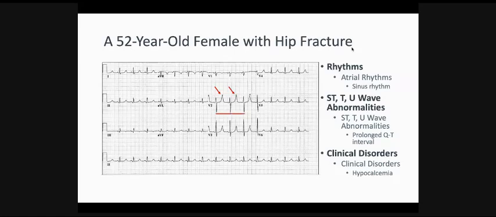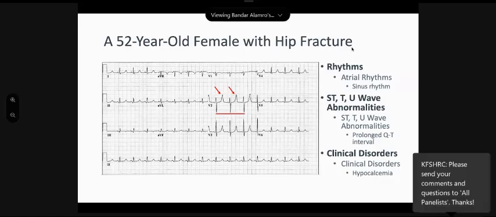The classical teaching, or just the quick guide to know if this is a prolonged QT or not, is to see the large squares, and if the QT interval is more than 2 large squares, then you can code a prolonged QT interval easily. The other way is to divide the RR interval, and if the QT interval is more than half of the RR interval, then this is a prolonged QT interval.